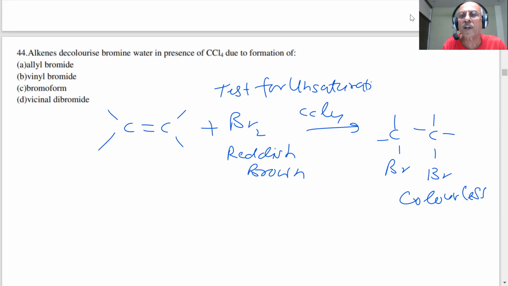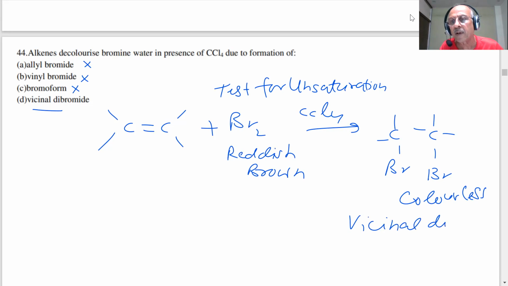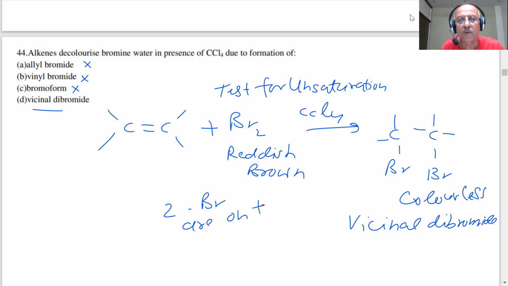You have studied in organic chemistry, students. Due to formation of allyl, this is not an allyl bromide. This is not a vinyl. This is not a bromo. These are called vicinal dibromide because 2 Br are on two adjacent carbons. Adjacent carbons, they are called vic.